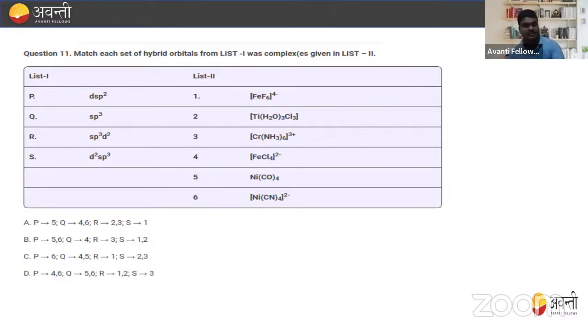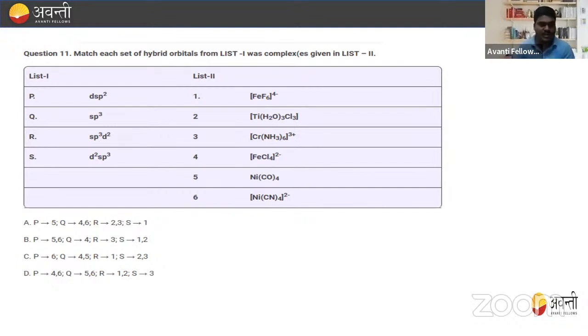Okay, so let's see. The first question is what? In this question, they are asking to match each set of hybrid orbitals from list 1 with the complex given in list 2.